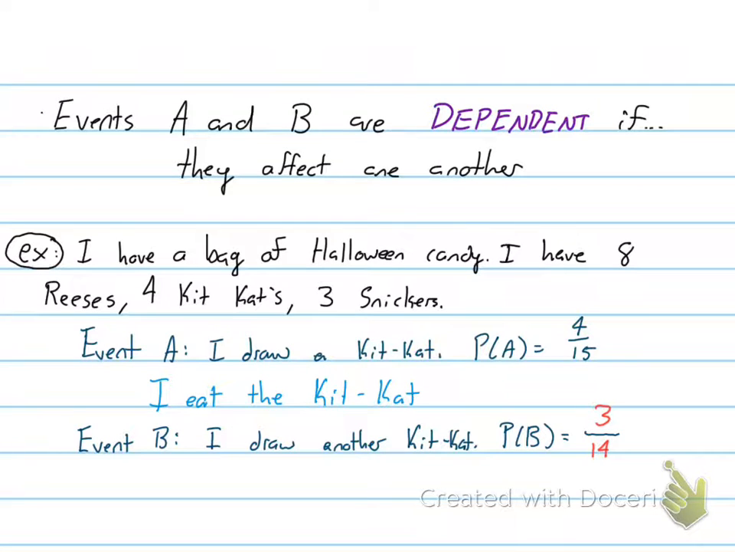So what I can see here is that what I did in event A, since I ate that Kit Kat, clearly had an effect on the probability of event B. So these would be considered dependent events. I think it's really important to understand the general concepts of independence and dependence.